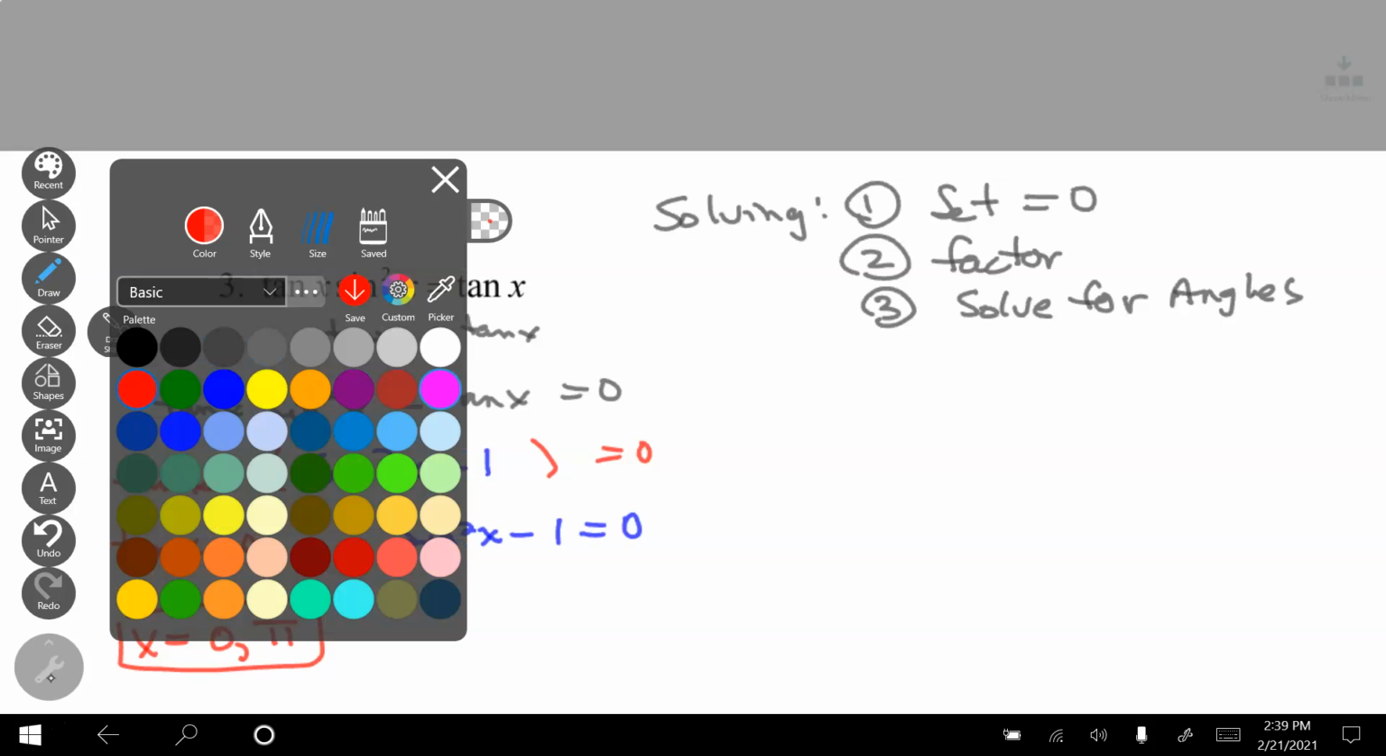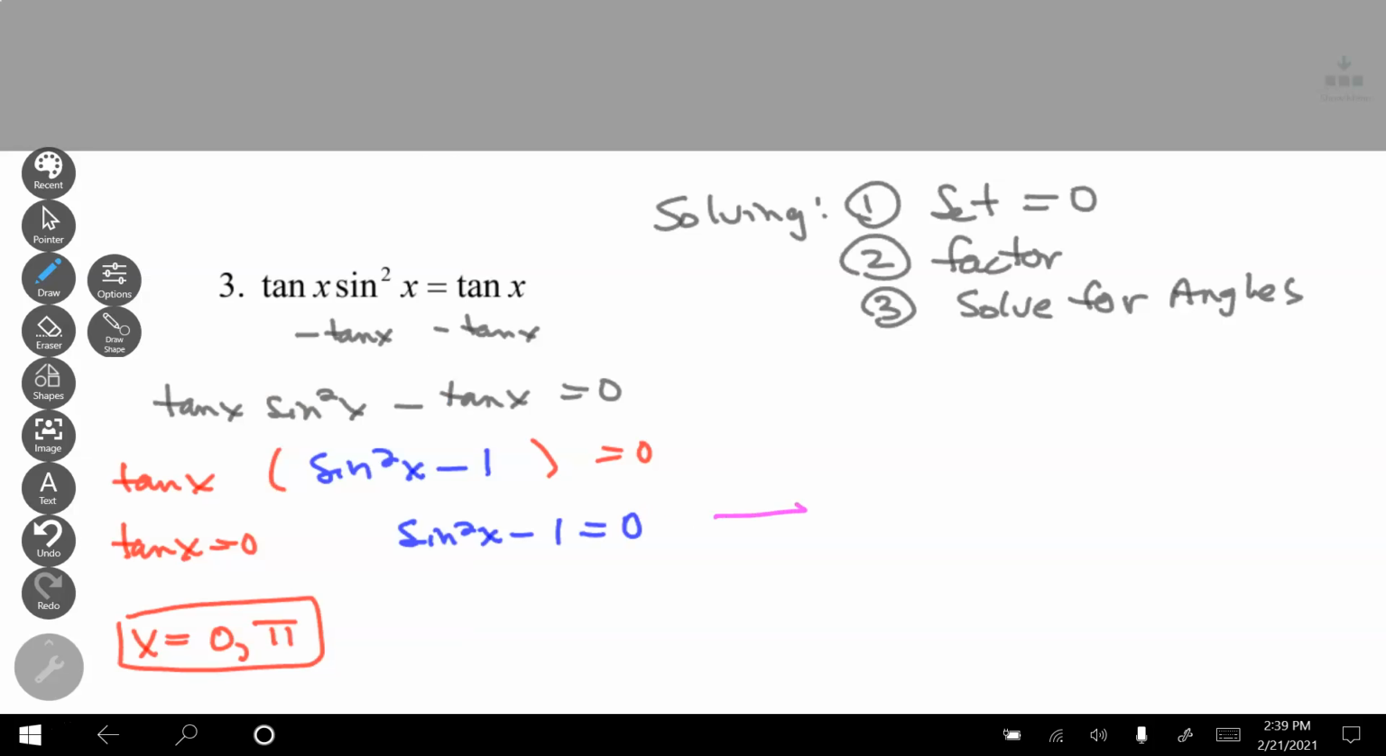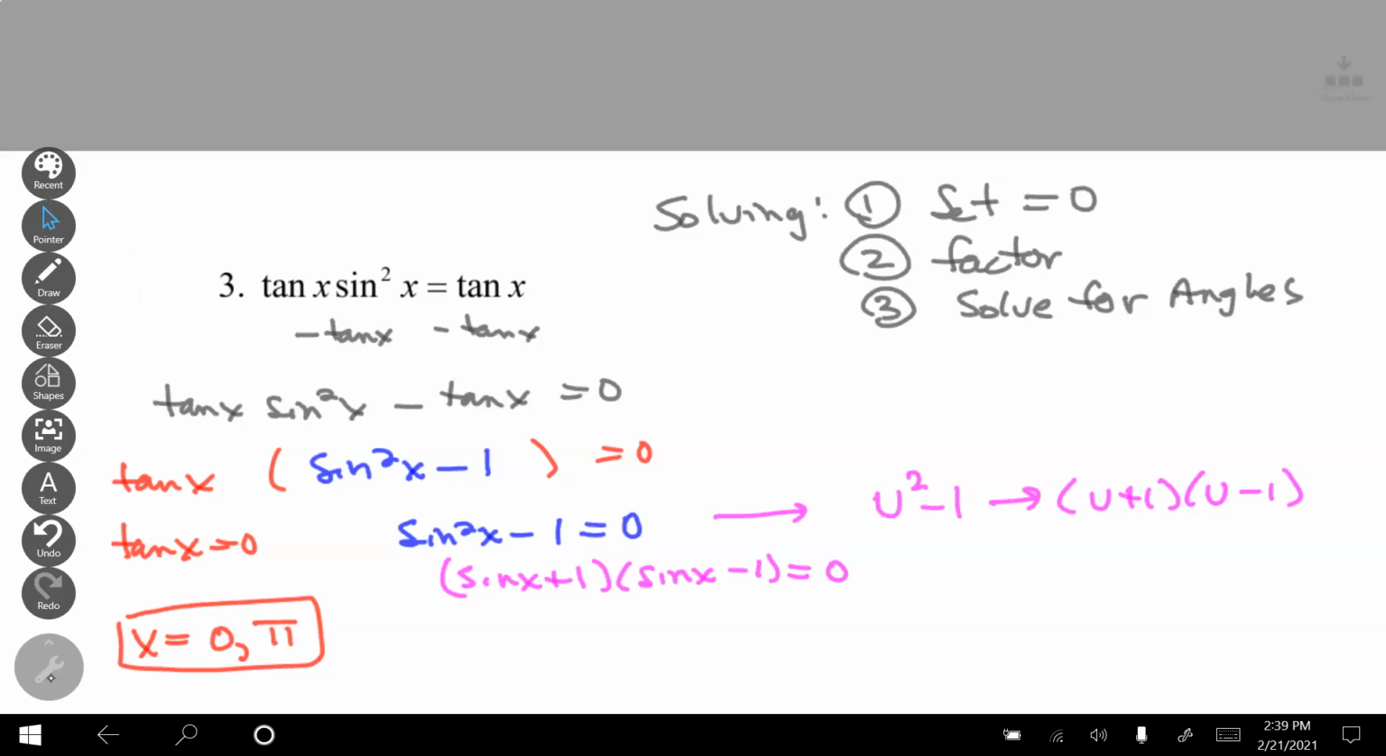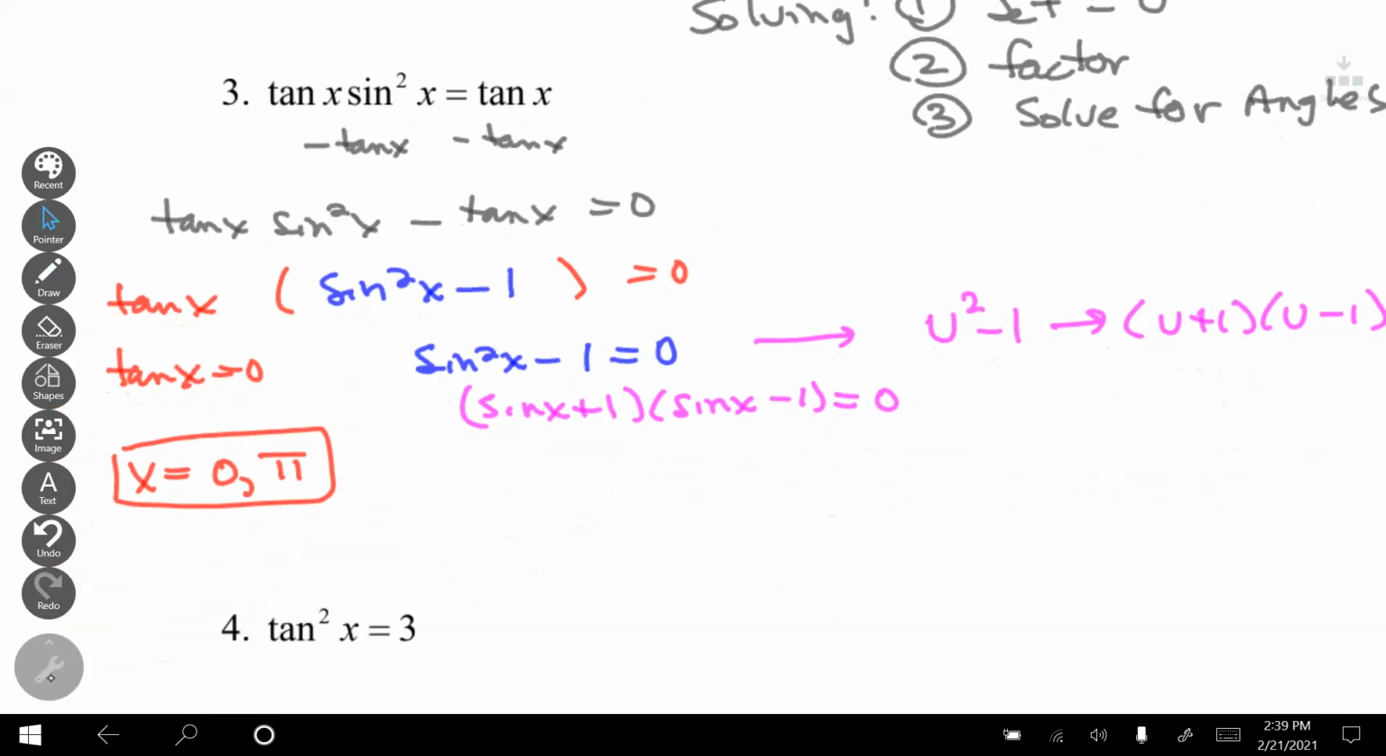Now when I see this guy, I'm going to rewrite him. I really see it as something squared minus 1. That's that special pattern, difference of 2 squares. Something plus 1, something minus 1. So when I factor this, I'm going to get sine of x plus 1, sine of x minus 1, all equal to 0. And when I solve these, I'm going to move this up a little bit.